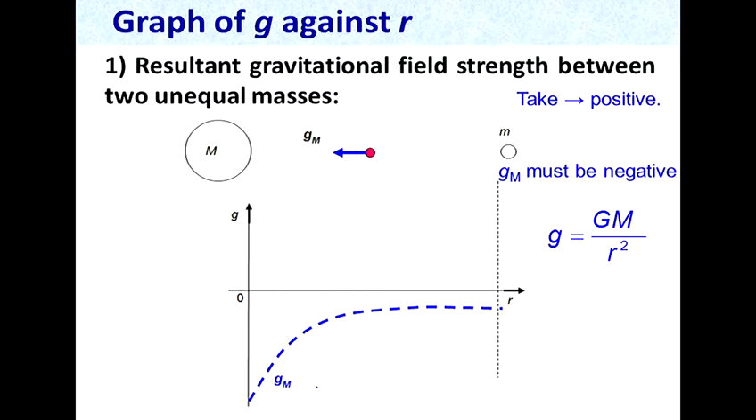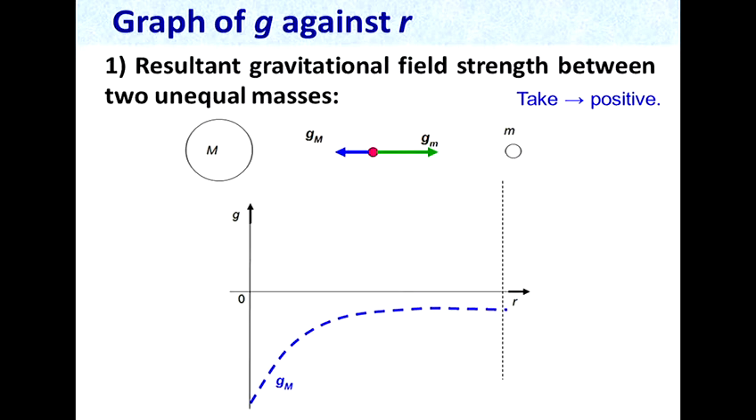Now we're going to sketch the gravitational field strength due to small m. So at this point in the field, if I have a unit mass placed here, that unit mass will experience a gravitational force exerted by small m in the direction towards the right. So what is the sign that we're going to assign? Is it positive small g or negative g? Positive, right? Because we take right to be the positive direction.